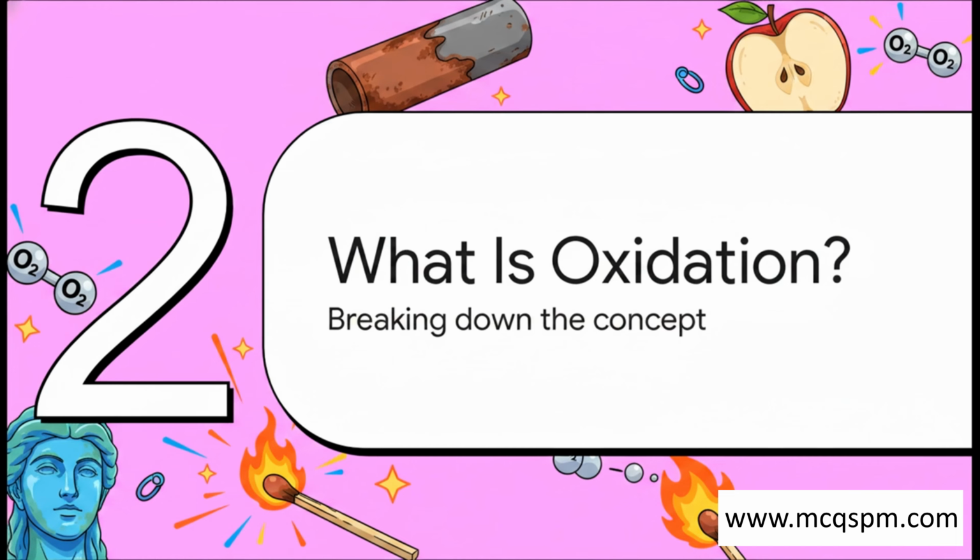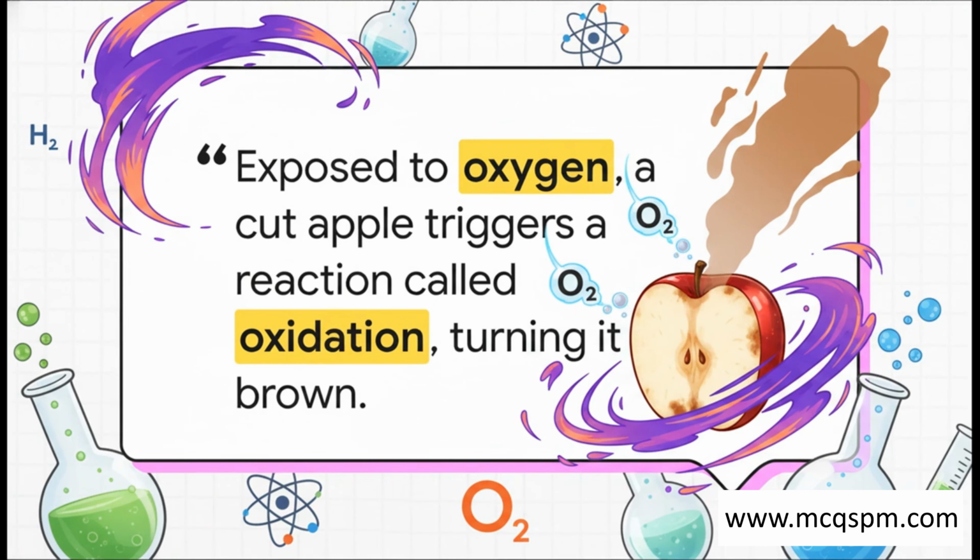Let's break it down. So let's circle back to that apple. The moment you cut an apple open, you're breaking its cells, and that exposes the inside to the oxygen in the air. This triggers a chemical reaction, and boom, you get that brown color. That whole process, that is oxidation, live and in color.